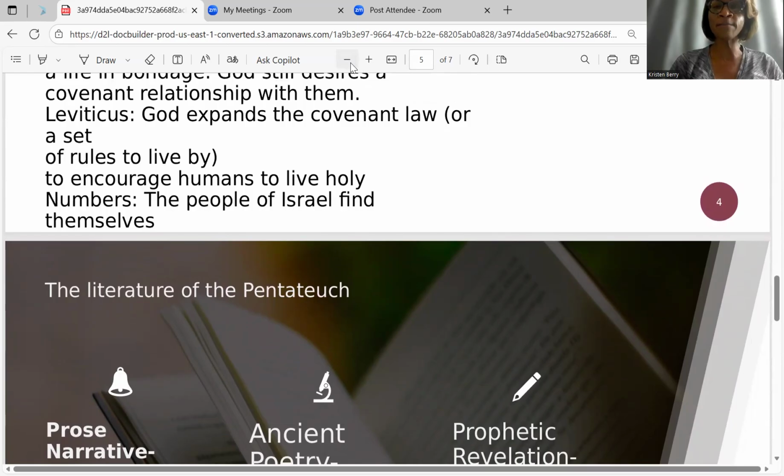And let me see if I can pause this right here. Let me see if I can download it so that everything comes up on the screen.